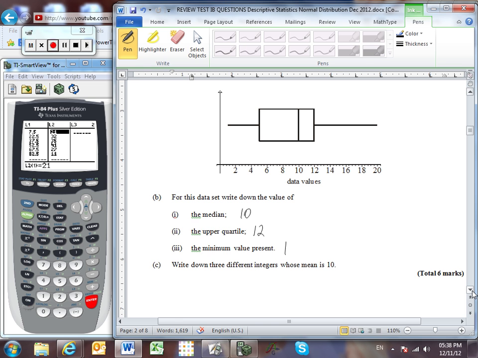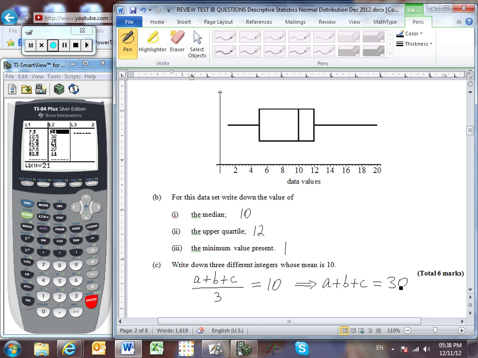And we have to write down now 3 different integers whose mean is 10. Well, we know that if we had 3 different integers, let's call them a, b, and c, their mean would be found by adding them together and dividing by 3. And if their mean is going to be equal to 10, then we can just multiply both sides of this equation and find that the sum of our 3 numbers must be 30.